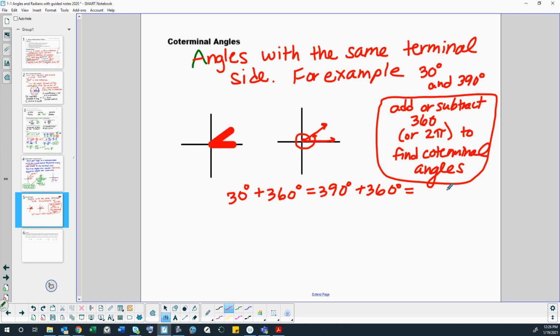I don't know if I want to add them. Let me see. 5, carry the 1, 750.